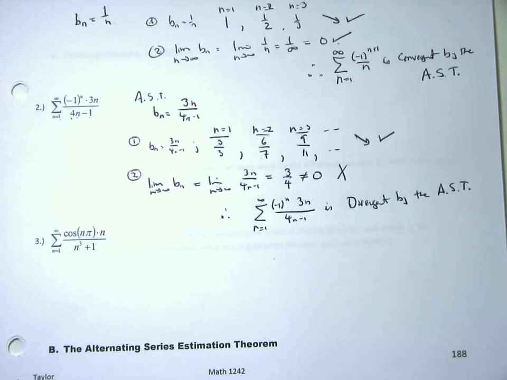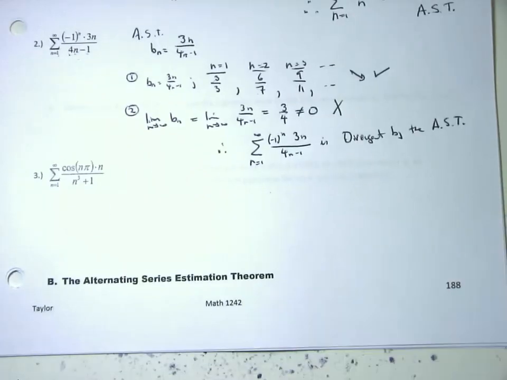Does that make sense? If just one of those two parts fails on the alternating series test, you have a divergent series. They both have to pass. The terms have to decrease, and the limit of the sequence part without the alternation must go to 0. Then the alternating series converges.